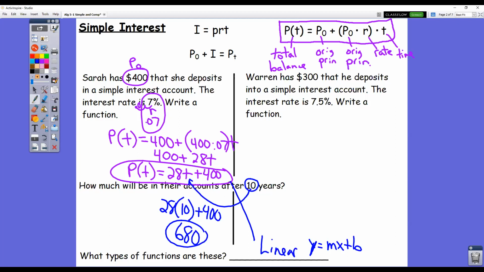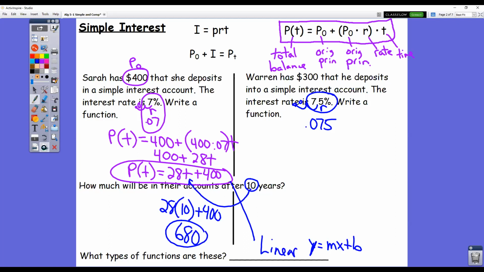Just as a rate, taking a look at Warren for 1 second. I'm not going to do Warren. But taking a look at his rate, that's 7.5%. Remember, you'd have to move the decimal point over 2 places, 1, 2. So this would become 0.075 as your rate. But again, you just sub in the numbers where they belong into the formula.